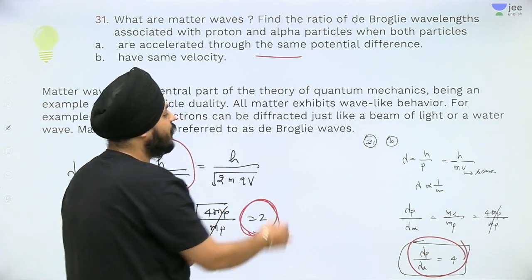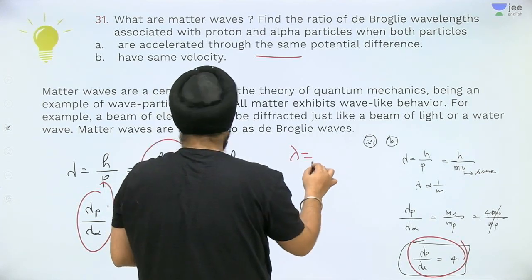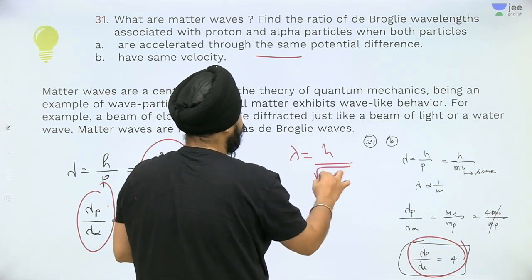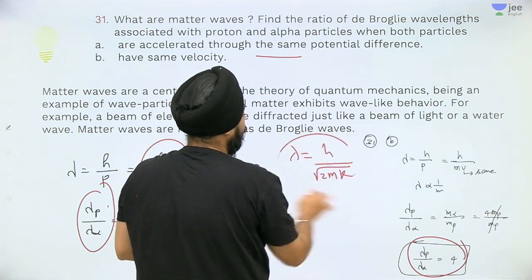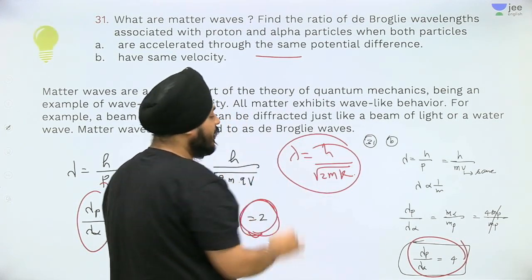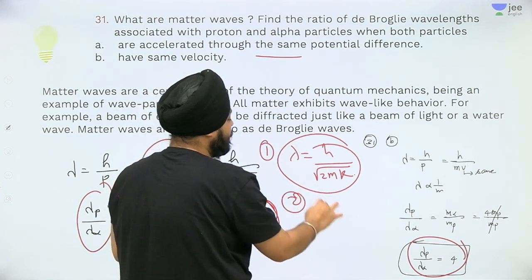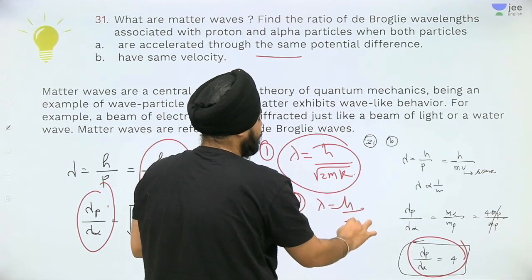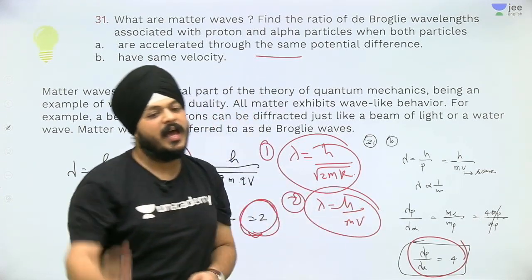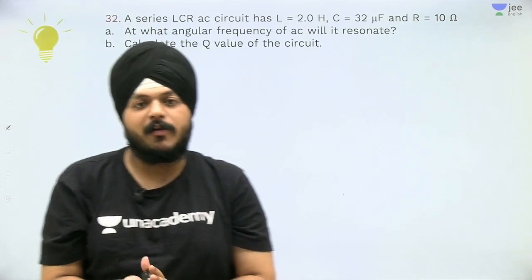Simply two equations of de Broglie. Lambda is equal to h by under root of 2mK when accelerated through the same potential difference, this is the first equation, and second, lambda is equal to h by mv when they are having the same velocity. Okay guys, moving forward to the next part.